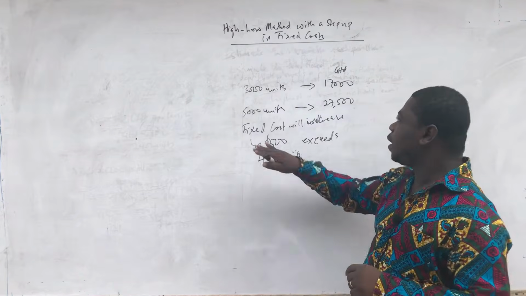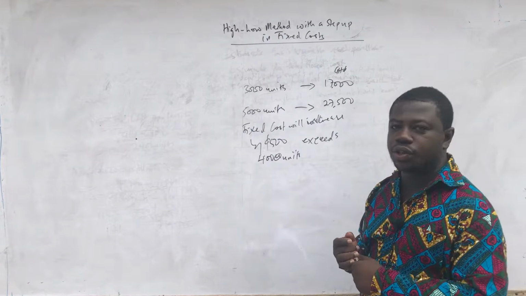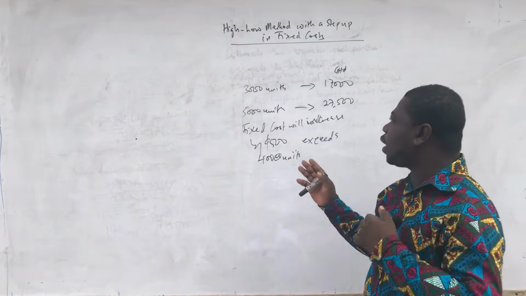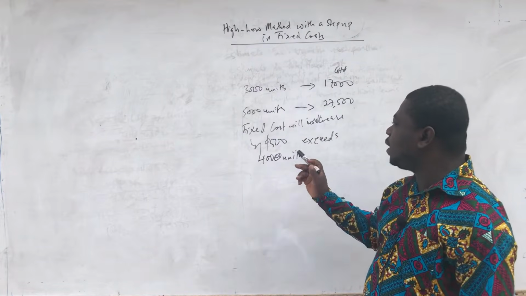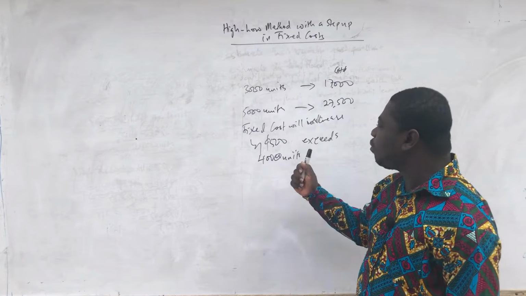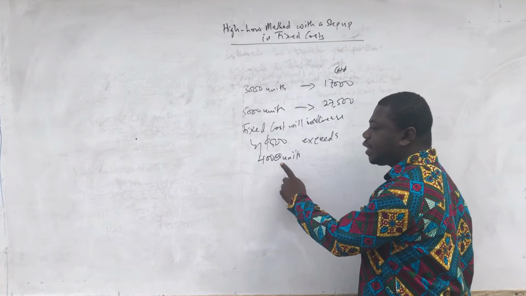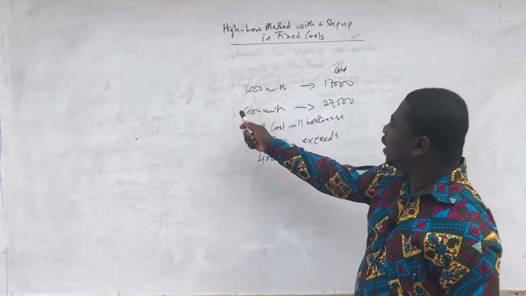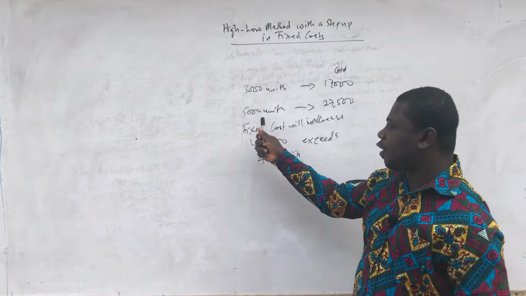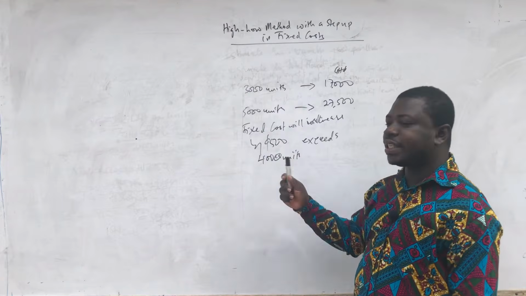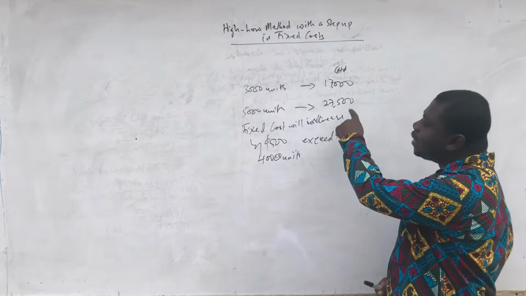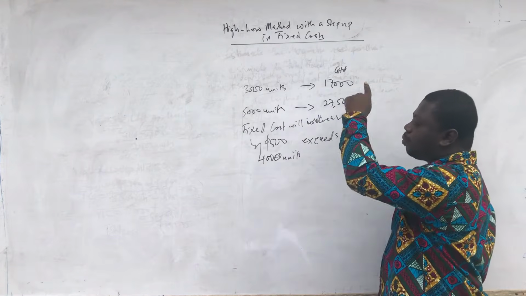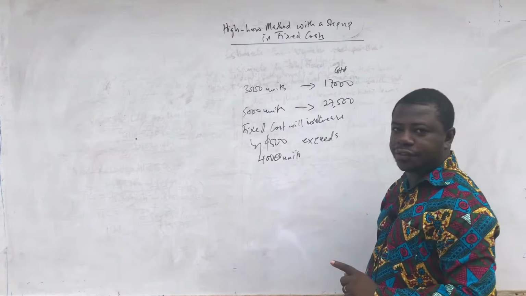Now, look here. The first output is 3,000 units. The second output is 5,000 units. And so, if we are told that fixed cost will increase by 500 cedis when output exceeds 4,000, then it means that the highest activity level, which is the 5,000, already exceeds the 4,000 units. So inside the cost associated with this level is an increase or a step up of 500 cedis fixed cost.